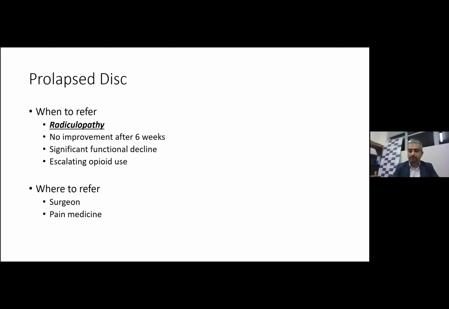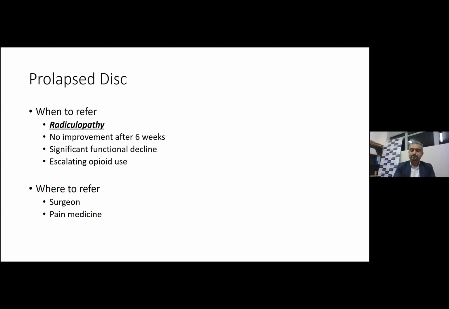Well, if there is no improvement after 6 weeks, or it is quite severe, again with significant functional decline, the patient can't sleep, it is affecting their mood and their lifestyle, then I'll refer the patient. If the patient has got radiculopathy, and that means nerve pain associated with features of nerve dysfunction, like the patient has got numbness in the leg or some weakness or some altered sensation, then it means that the patient needs to be referred.